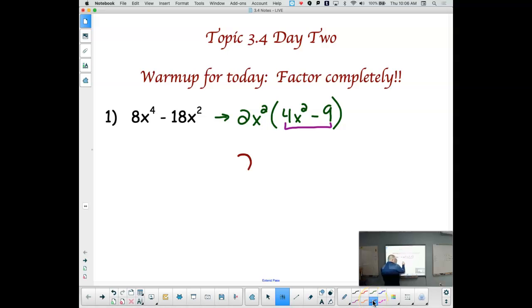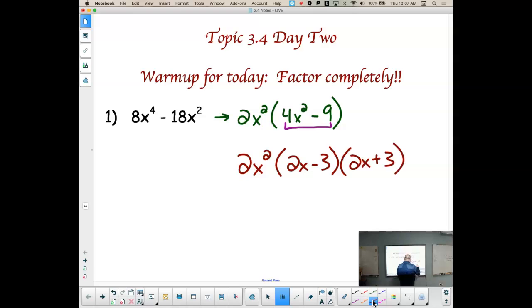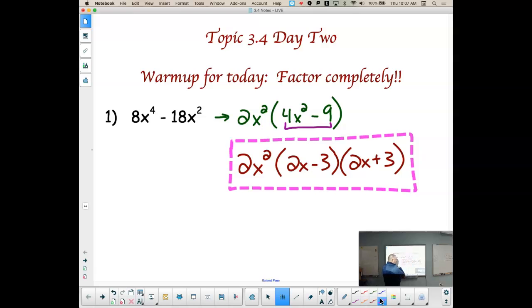So this would end up being factored completely, 2x squared times the quantity 2x minus 3 times the quantity 2x plus 3. And that, ladies and gentlemen, is the fully factored completely form.